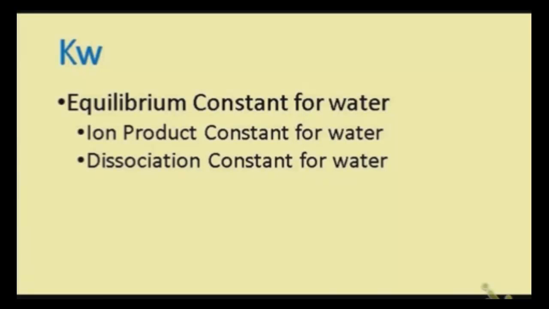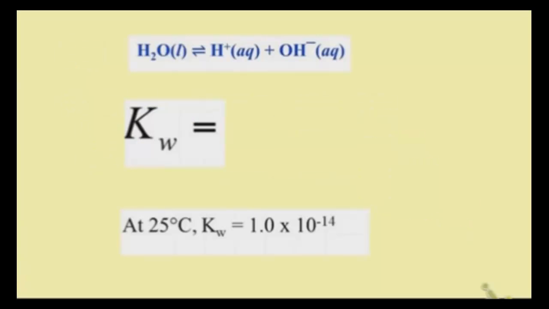So we're going to talk about Kw, which is the equilibrium constant for water. It is sometimes called the ion product constant for water, or the dissociation constant for water. But regardless, it's a K. It's an equilibrium constant, which tells us the ratio of products over reactants at equilibrium. So it's Kw for water.